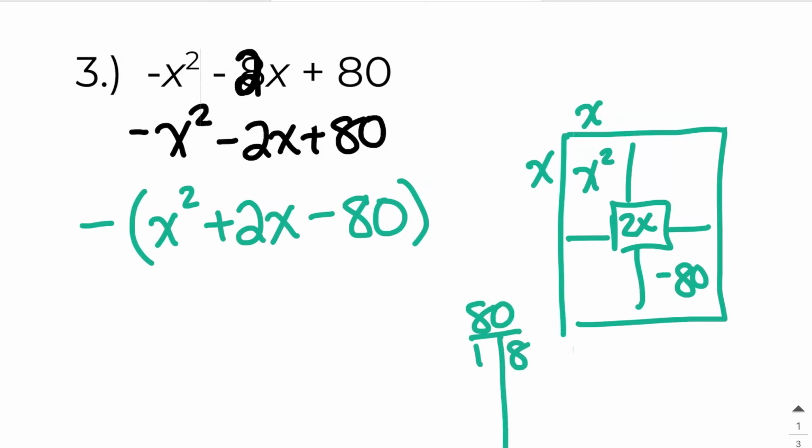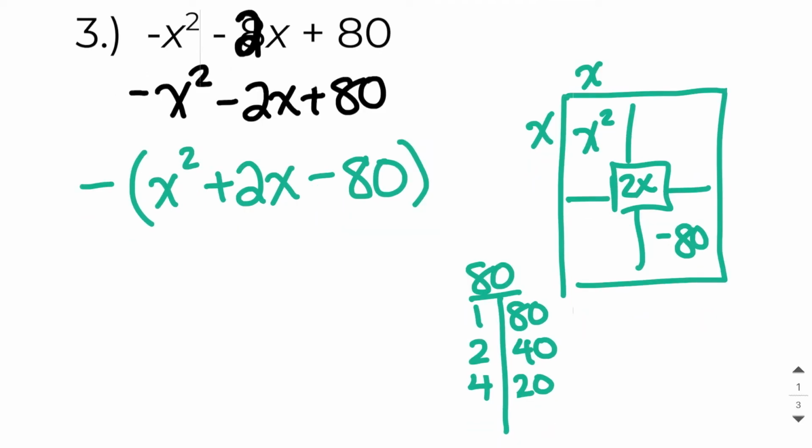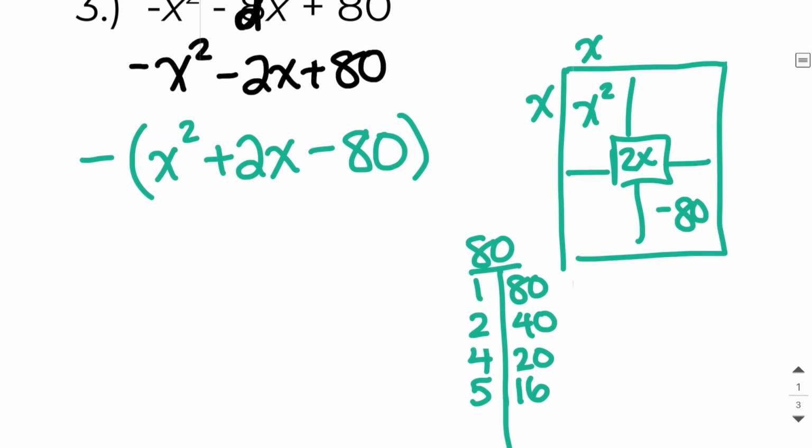So I know 1 will work because 1 and 80, when I multiply them together, gives me 80. 2 times 40 gives me 80. I can't divide 80 by 3, so 3 won't work. When I divide 80 by 4, I get 20. When I divide 80 by 5, I get 16. I cannot divide 80 by 6. I cannot divide 80 by 7, but 80 divided by 8 is 10. I can't divide 80 by 9, so then this is as far as I can go because 10 is already on my list right here.